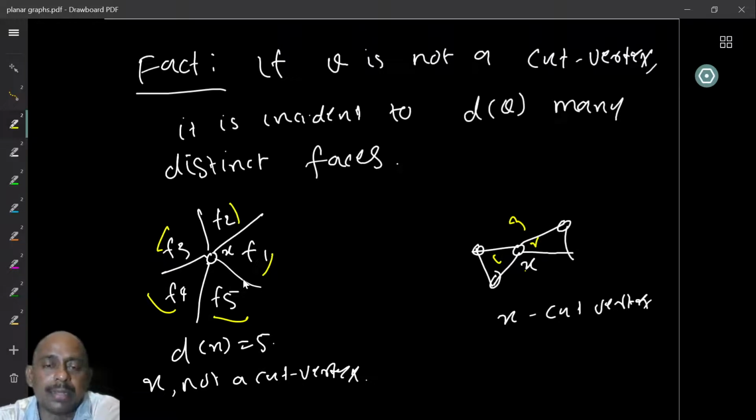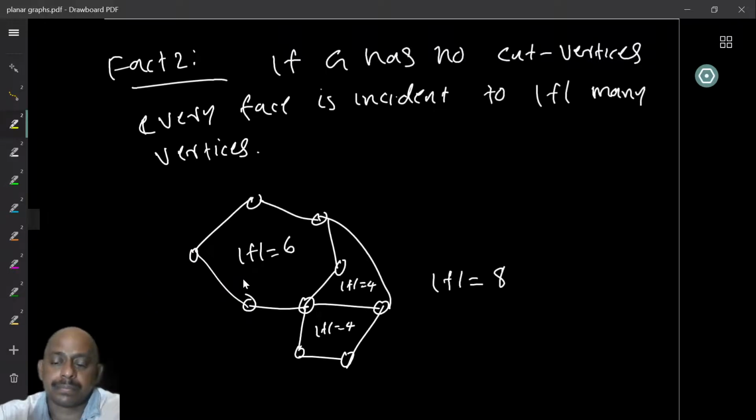Again, it is very easy to see that if you have a cycle, or a face, then it has as many vertices as its length, and the length of the face and the number of corners are the same. So that is the fact too: if G has no cut vertices, every face is incident to length of the face many vertices, because the boundary is a cycle. A cycle has exactly the same number of edges and vertices.